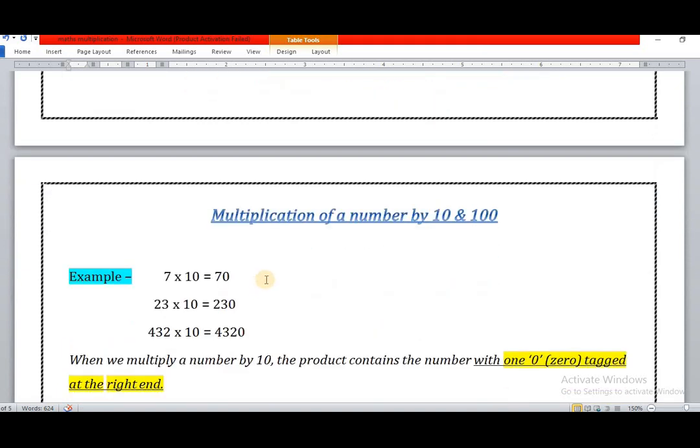Now comes multiplication of a number by 10 and 100. This is an example, children. 7 into 10, I have written 70. 23 into 10 is equal to 230. When we multiply a number by 10, the product contains the number with 1 zero tagged at the right end. Children, if you multiply any number by 10, the product contains 1 zero which is tagged at the right end. Like I have multiplied 7 into 10, so I have written 1 zero which is tagged at the right end. It is 70.